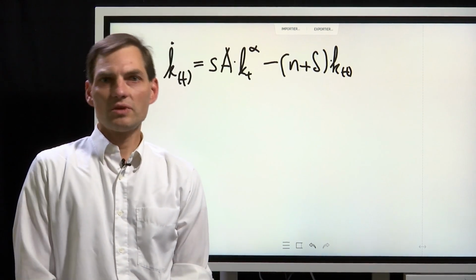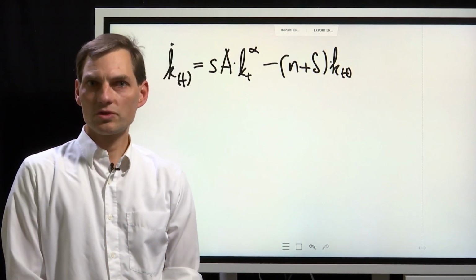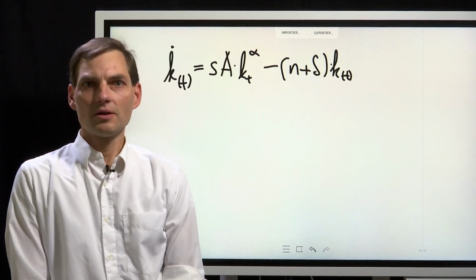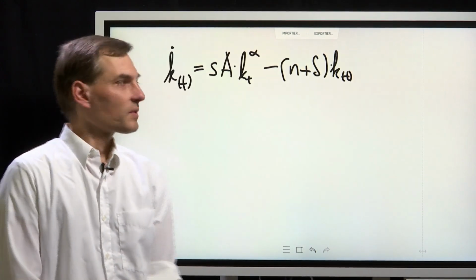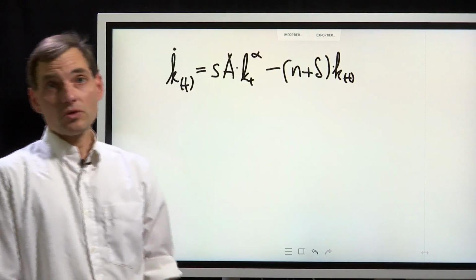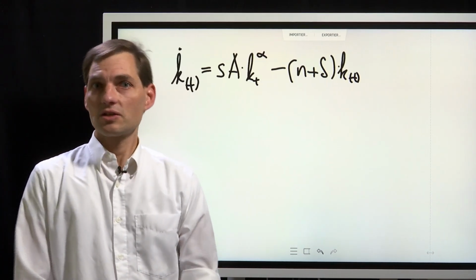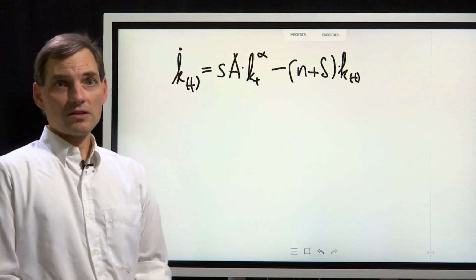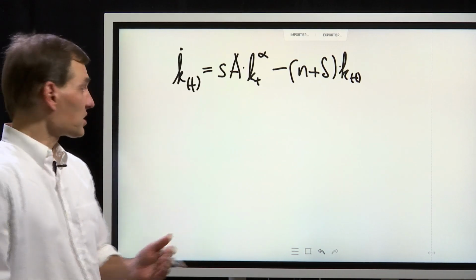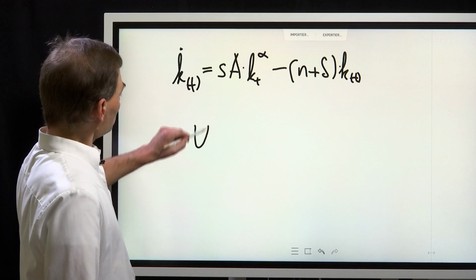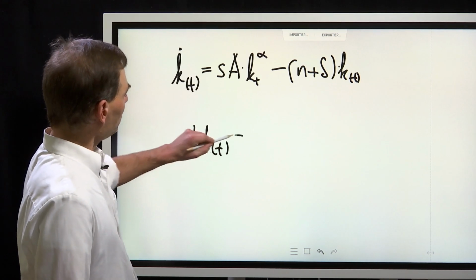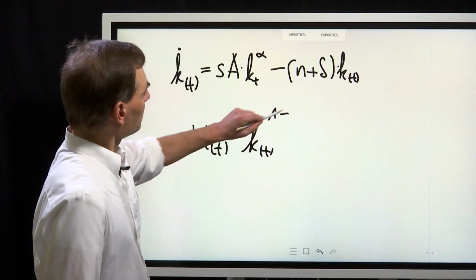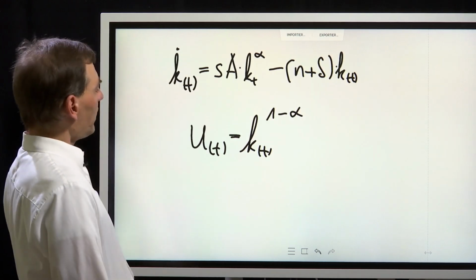What I'm going to do next is show you how to solve this differential equation. In order to solve it, we follow three steps. The first step is to transform this differential equation into a new one, which is a little bit easier to solve. So in order to transform, I assume a new function. Let's assume there is a function u(t) that is the same as k(t) to the power of 1 minus alpha.